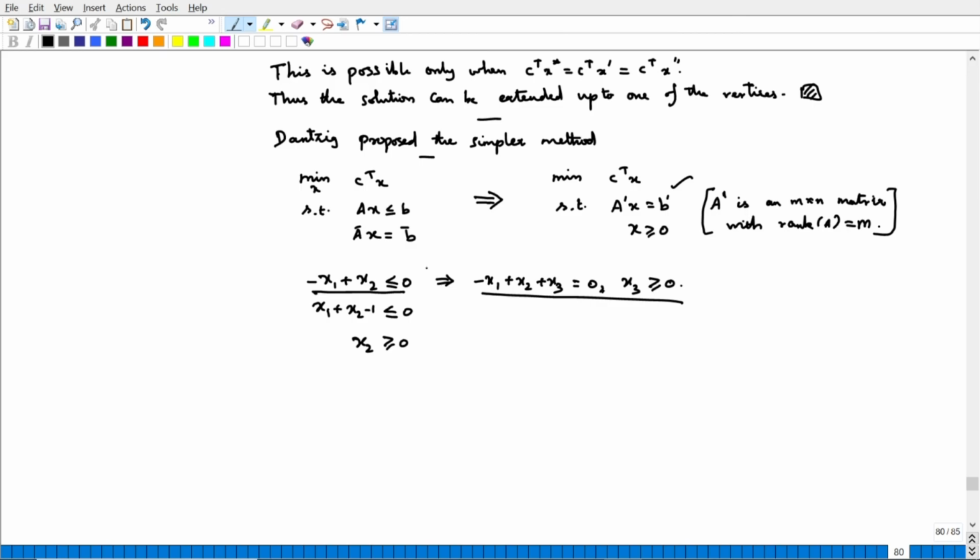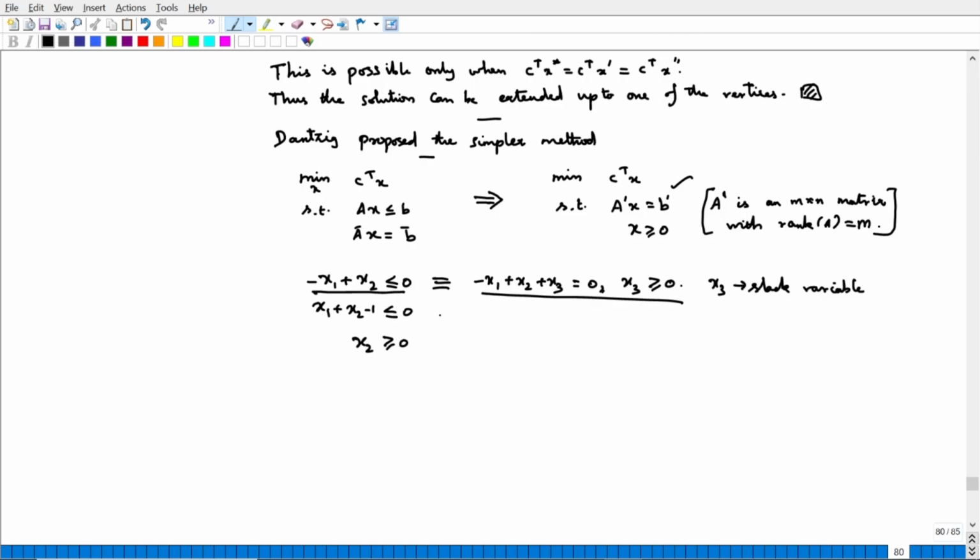Note that both of these are equivalent. This constraint and this pair of constraints are equivalent. I am going to do the same thing here. This x3 is called a slack variable. In some of the literature people call it a dummy variable, but in standard optimization literature it is called a slack variable, so I use that term.